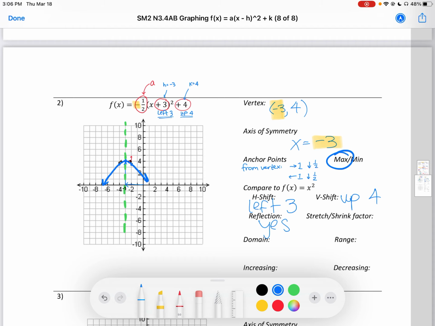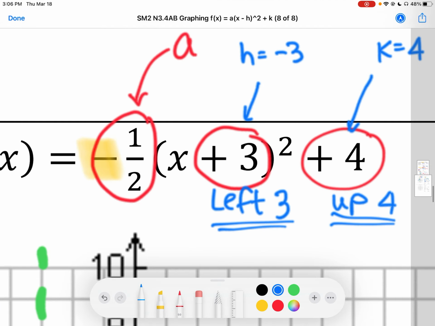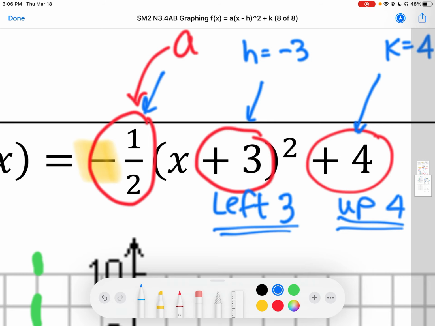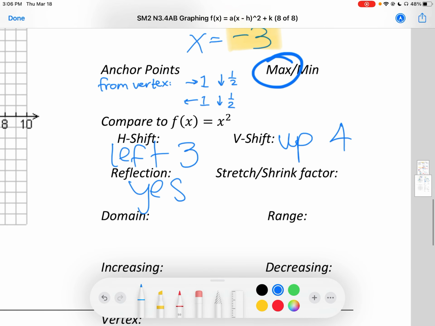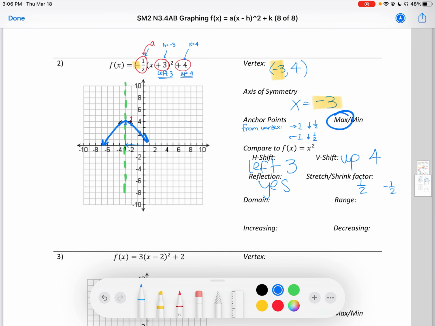Okay, so yes. Was there a stretch or a shrink factor? Yeah, this was a shrink, okay, of 1/2. So you can write 1/2 or negative 1/2. Okay, I really just care if you recognize the 1/2.